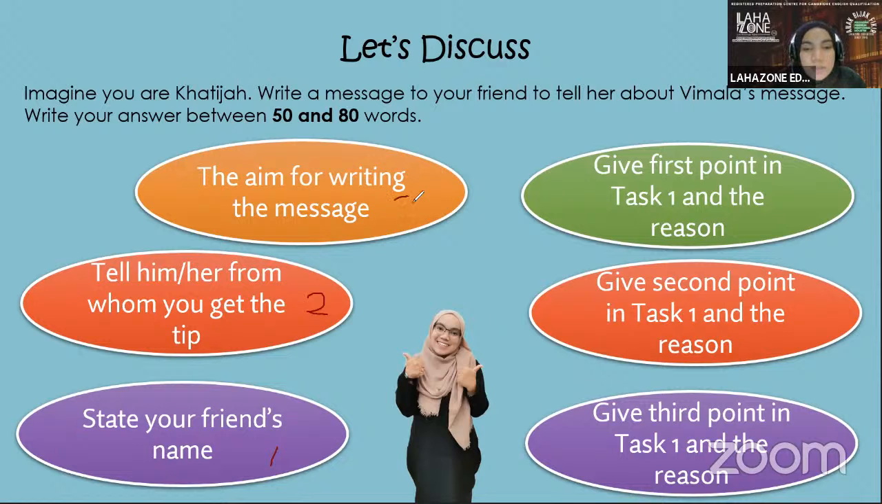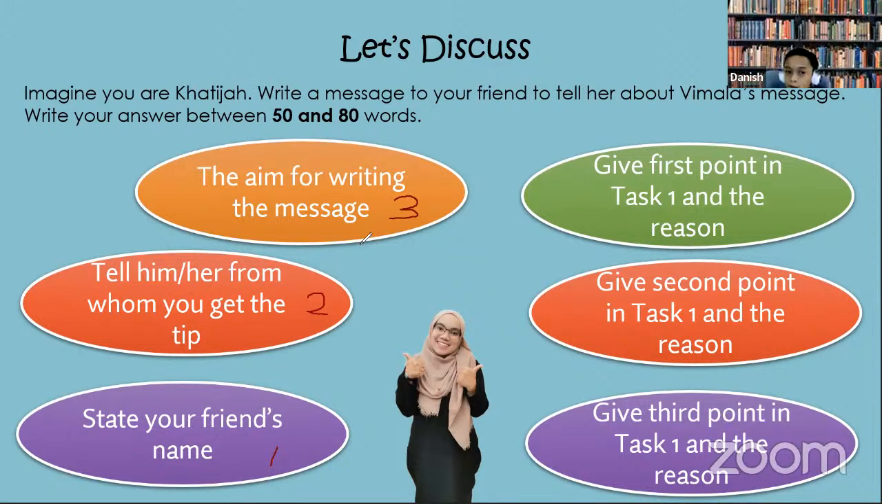Apa yang Danish kena buat lagi dalam surat ataupun message tersebut ialah Danish kena bagi tahu aim for writing the message. Maksudnya Danish kena bagi tahu apakah tujuan Danish menghantar message kepada kawan Danish. You have to give the aim or reason why are you writing the message. Okay, do you understand me, Danish? Saya tak faham yang nombor 3.